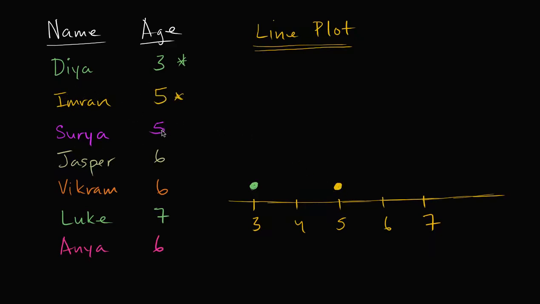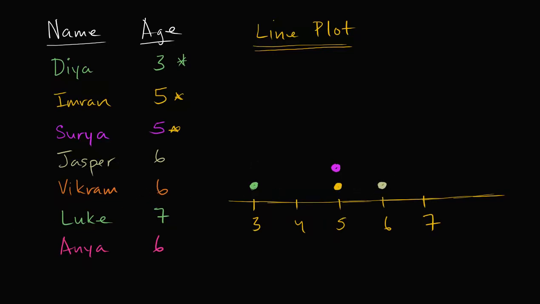Then you have Surya, who's also age 5. So that means we have a second person at the party who is age 5. So under age 5, we now have 2 people. This is Imran and this is Surya. Then you have Jasper, who is 6. So that's one person who is age 6.